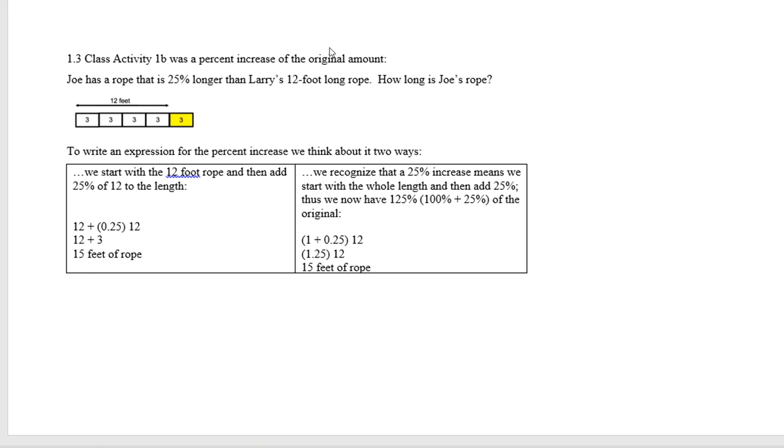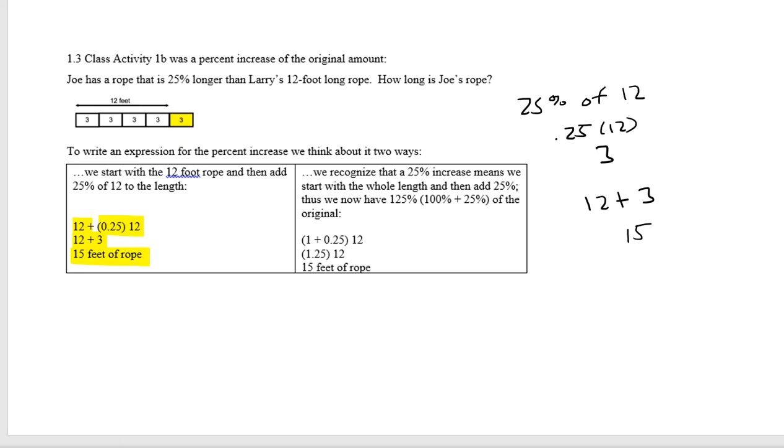The first way is that we can find out what 25% of 12 is by doing 0.25 times 12, and we know that that's 3, and then we can add that to the length of rope that we started with, and that gives us 15. Okay, so the first way that we can write an expression for this situation is we can take the 12 and we can add 25% of 12, which is the 3, and then 12 plus 3 is 15.